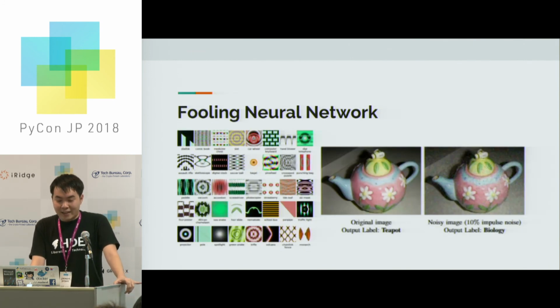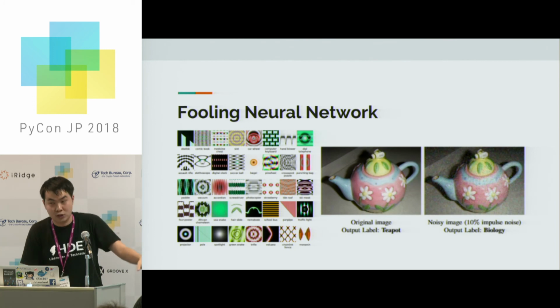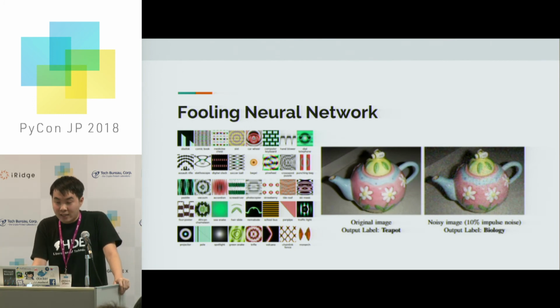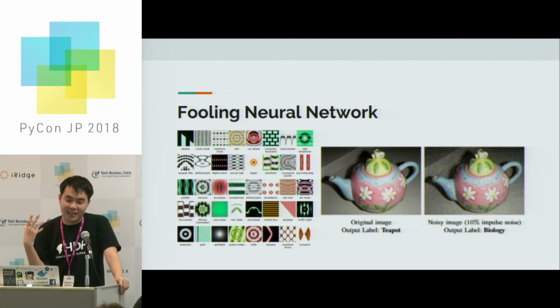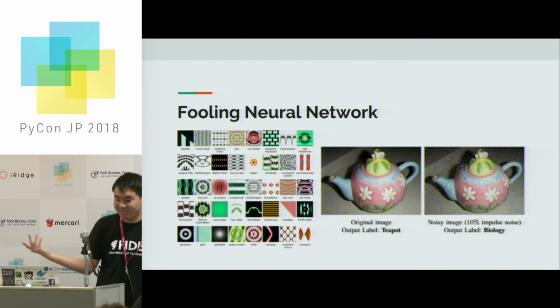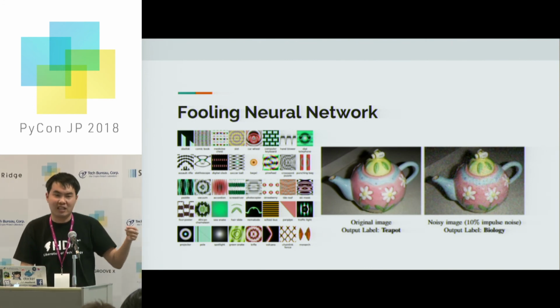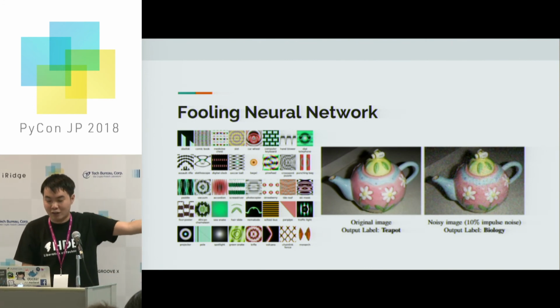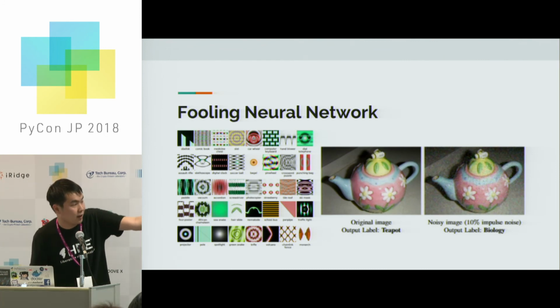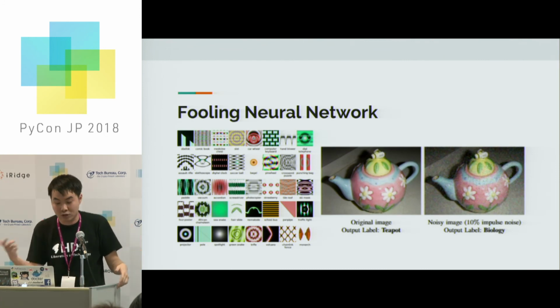This is also another example of how you can fool a neural network. For example, for a human being, the teapot looks the same, but actually there's a certain pattern inside it, and you can just put the pattern in and it detects it wrongly. So now it cannot detect the teapot anymore in the right image, even though it looks the same to a human being.